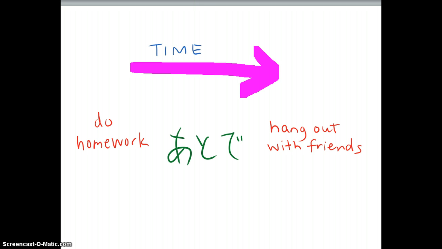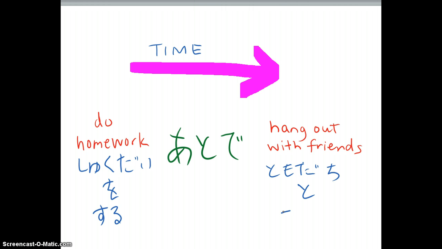Next example. First do homework, then hang out with friends, which again is generally a good policy. To do homework, we use the phrase shukudai, homework, o, object marker, suru, do. Hang out with friends, tomodachi, to, with, and the verb hang out or play, asobu.